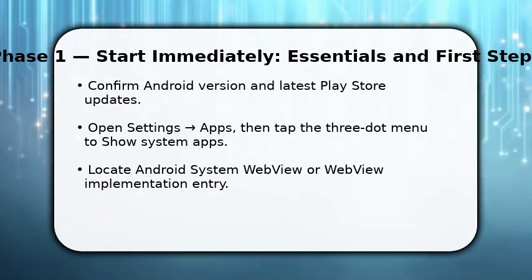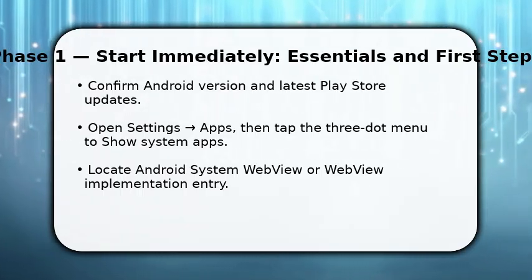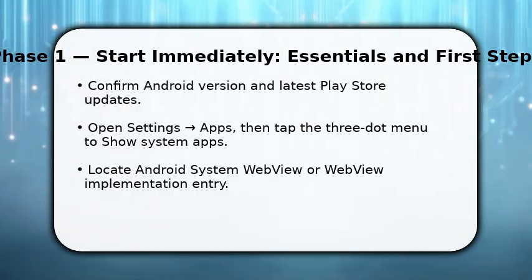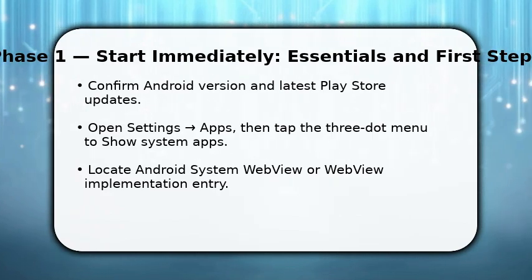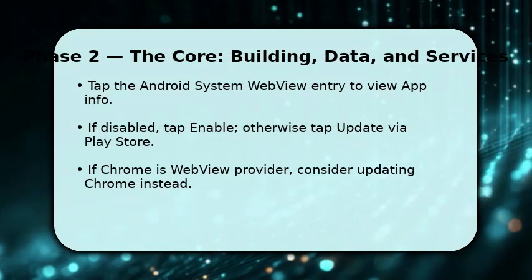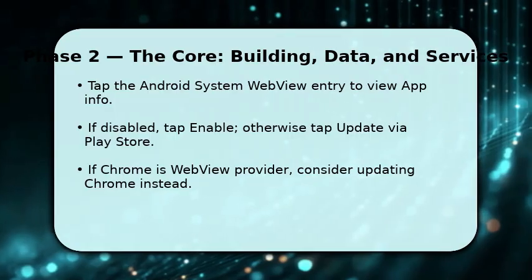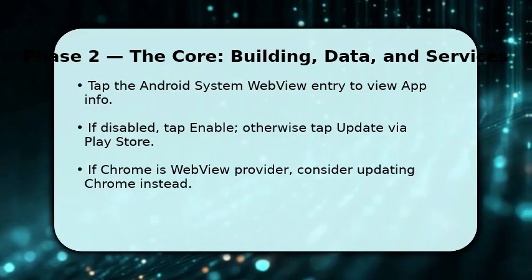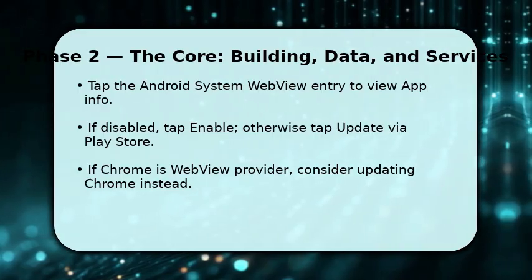This is the target. You're starting the change immediately because WebView is a low-level renderer used by many apps. So enabling or updating it fixes web content rendering. Once you're in App Info, check the status. If Android System WebView is disabled, tap Enable Now. Enablement restores web rendering for embedded views.